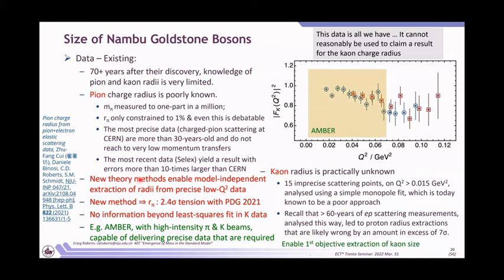These new methods enable us to extract, for the first time, a model-independent statement about the radius of a hadron. What we've found in analyzing the pion is that there's a 2.4 sigma tension with the Particle Data Group's most recent analysis. And there's, as I said, no information beyond the least squares fit in this kaon data. That sort of analysis has motivated the AMBER collaboration to explore what they might do with high-intensity pion and kaon beams. They are capable of delivering precise data in this domain, sketched here, and that would be sufficient to enable the first objective extraction of the kaon size, a big step forward.